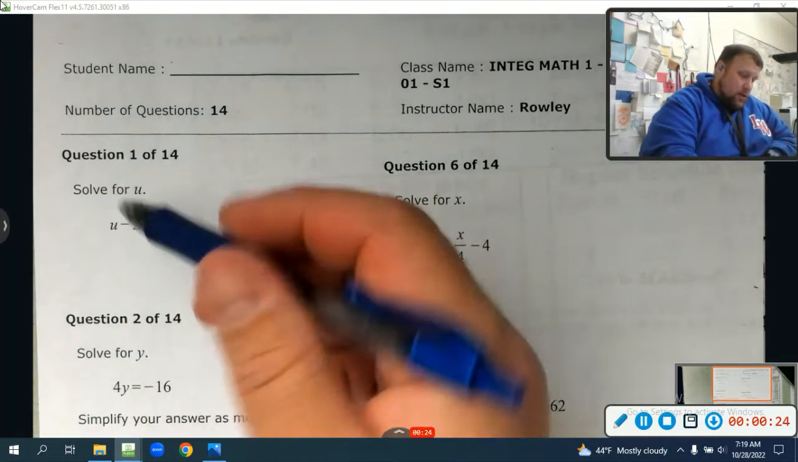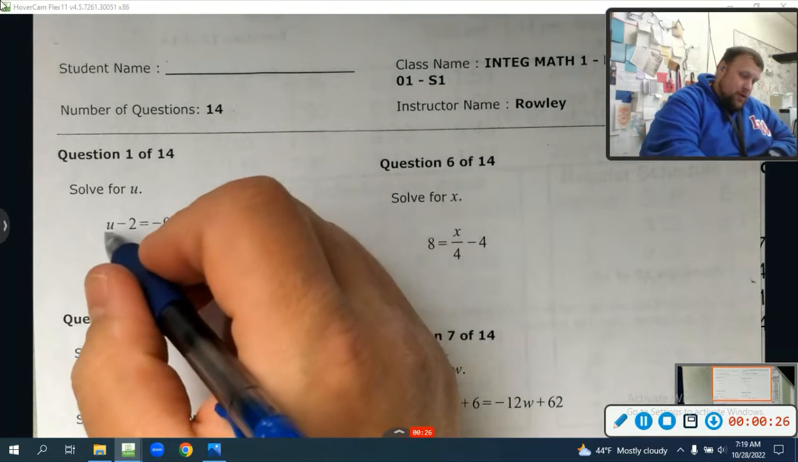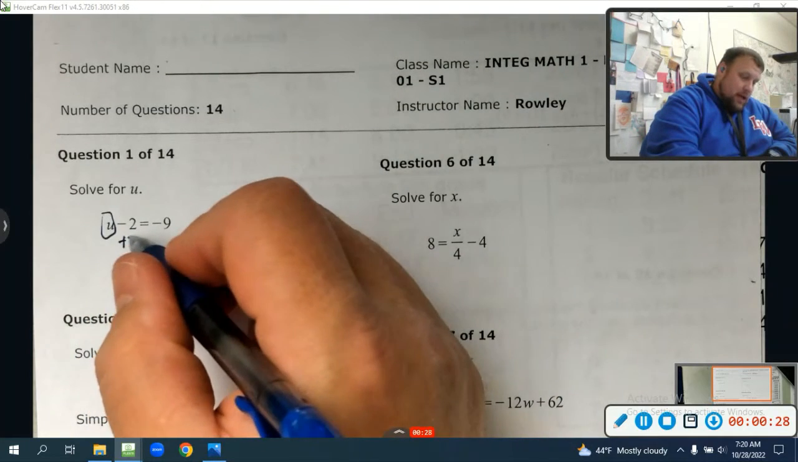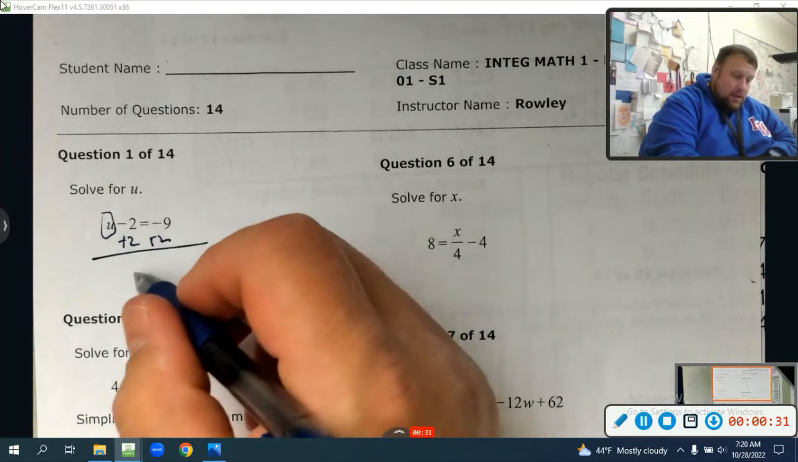Right away, solve for u. I want to get u by itself, so I'm going to add 2 to both sides. Negative 2 plus 9 is negative 7.